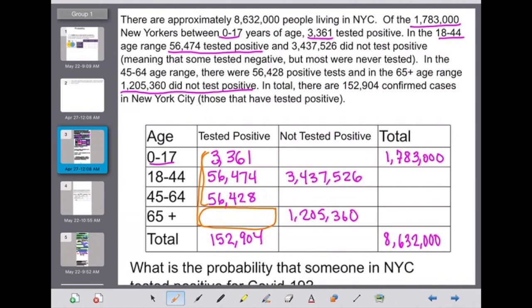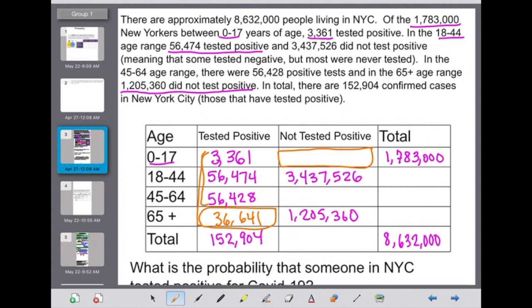Plus 56,474 plus 56,428. When I add it, I get 116,263, and then I subtract that from the total, and that leaves me with 36,641. Okay, well now I can go in this guy, figure out this one, because I can just subtract the total minus that.